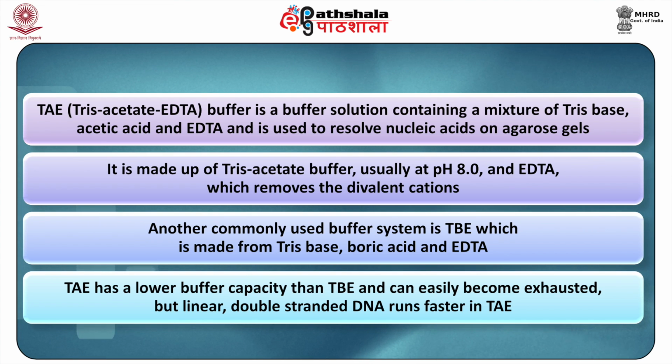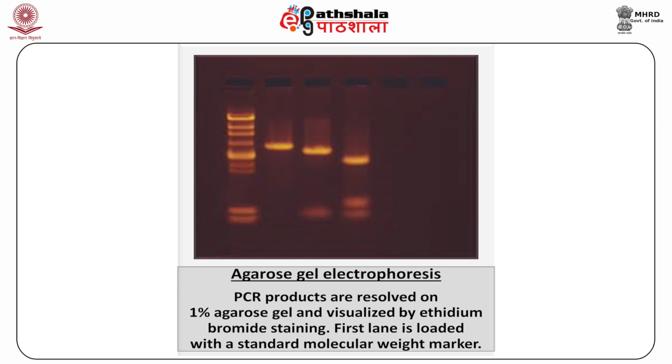TAE has a lower buffer capacity than TBE and can easily become exhausted, but linear double-stranded DNA runs faster in TAE. Here in this figure we have shown agarose gel electrophoresis. PCR products are resolved on a 1% agarose gel and visualized by ethidium bromide staining. The first lane is loaded with the standard molecular weight marker.